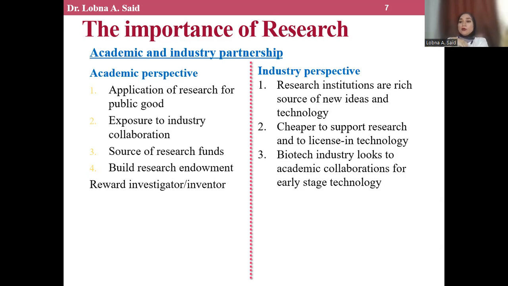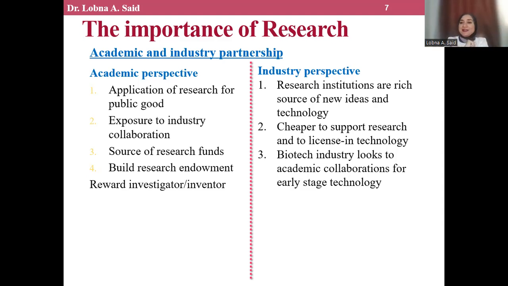From the academic point of view, it's really important to have exposure to industry collaboration because we can get another perspective on our research when we are dealing with industry, with the experience of industry. Of course, it's cheaper from the industrial point of view, where money talks all the time. So it's cheaper to support research and to license technology coming from academia.